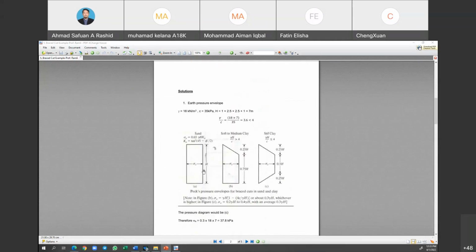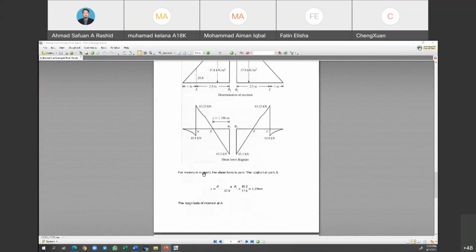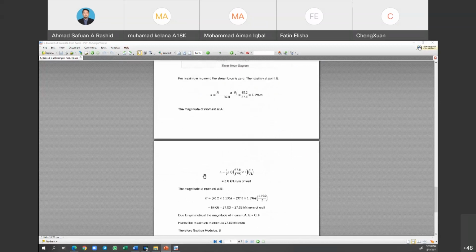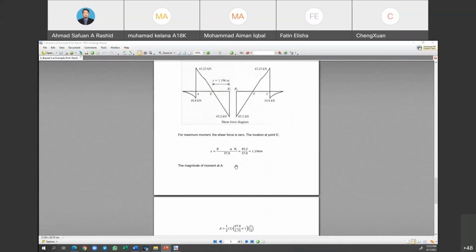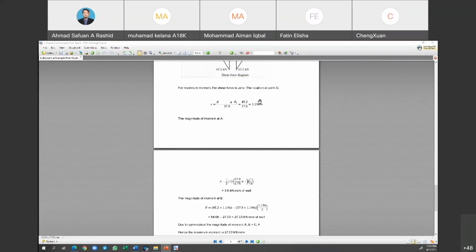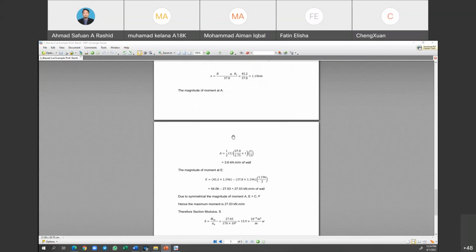This is not from my example, this is from Prof. Ramli's example. So if you are not very comfortable with this example, especially the calculation of this X, I'm also not familiar with how they gain the X. So you can look at the sand problems, and from there you can apply the same concept for the clay, especially on the shear force diagram. So that's all for the brace guide.